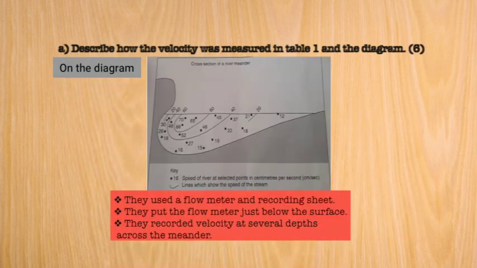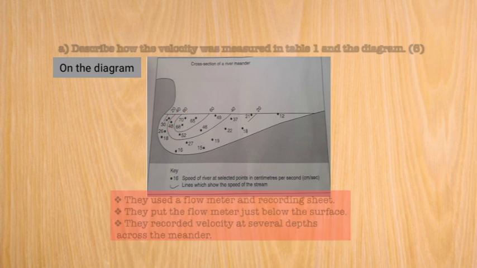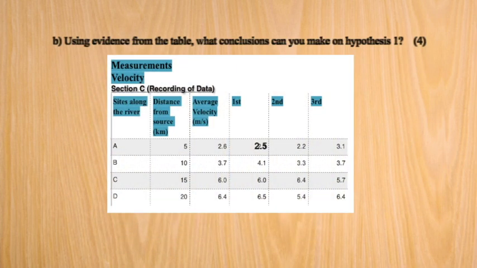On the diagram, they used a flow meter and a recording sheet. They put the flow meter just below the surface. They recorded velocity at several depths across the meander. For question B, using evidence from table 1, what conclusion can you make on hypothesis 1?